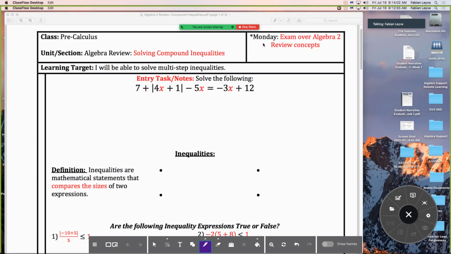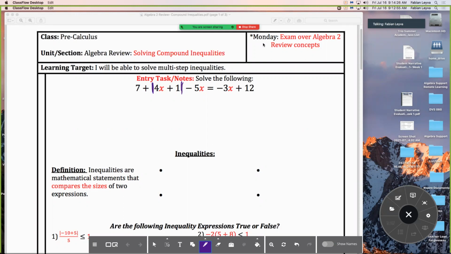Okay, so let's go over this entry task. You'll notice here that this is a very stereotypical problem that could show up on your test. This is an absolute value equation, and it's your job to find the values that make this equation true. One thing that I definitely want to emphasize is that before you start making your two equations, you have to isolate your absolute value.